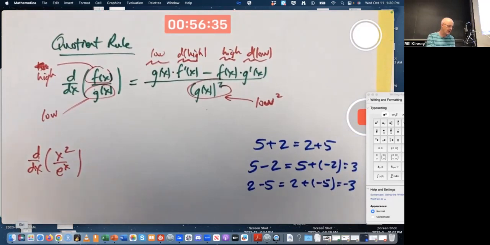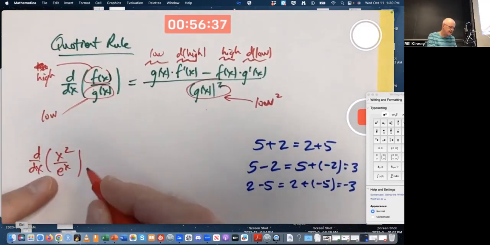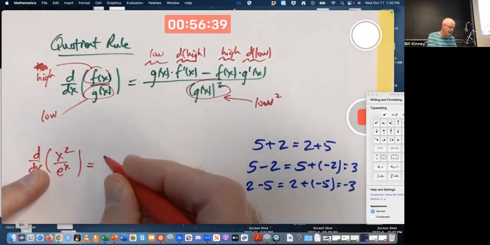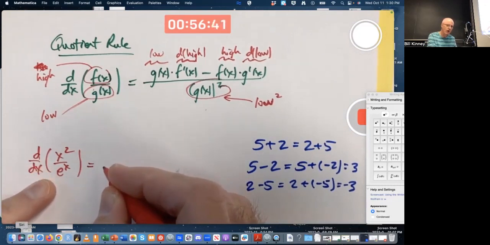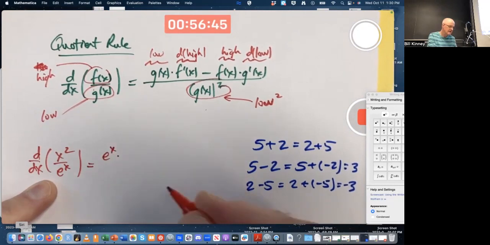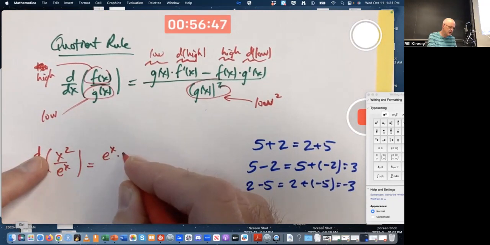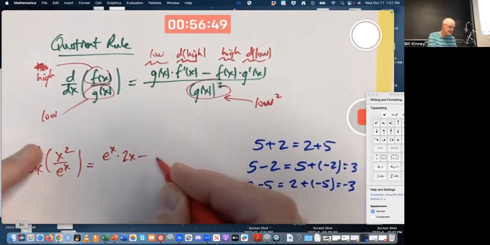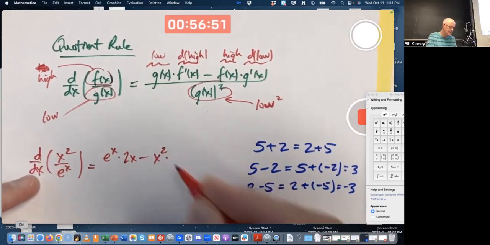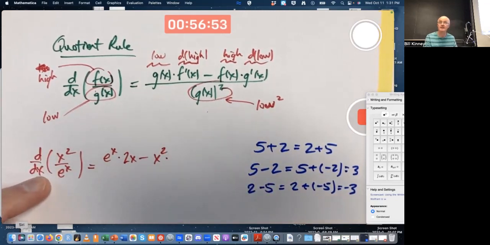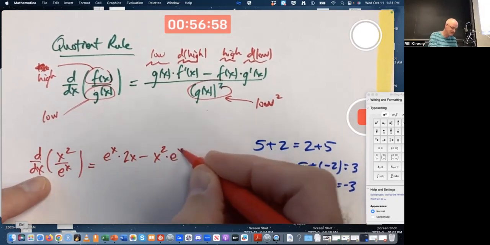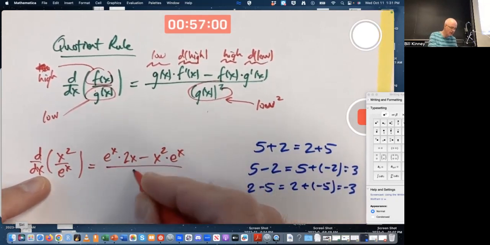Okay, so e to the x is the low function, x squared is the high function. The quotient rule says low d high, take the derivative of x squared to get 2x, minus high d low. What's the derivative of e to the x? e to the x, over the square of what's below.